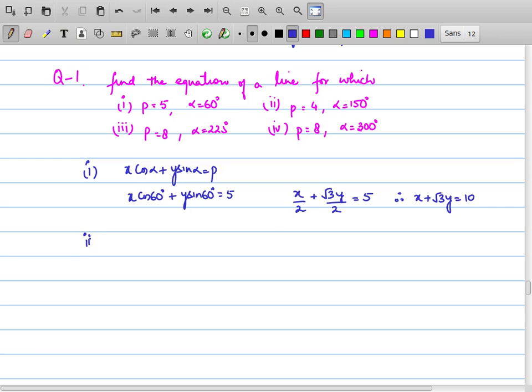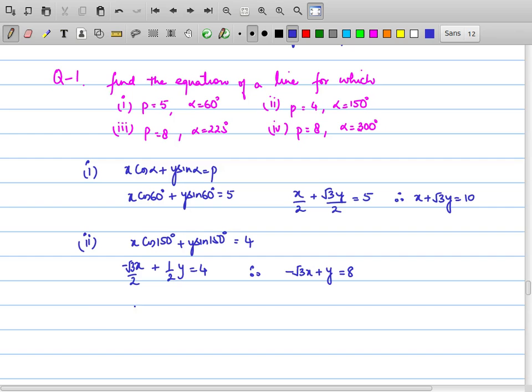The second part is, now P is 4 and alpha is 150. Therefore the equation becomes x cos 150 plus y sin 150 is equal to 4. Now what is cos 150? This is cos (180 minus 30), which is minus cos 30, that is minus root 3 by 2, plus sin 150, sin (180 minus 30), which is sin 30, which is half, is equal to 4. Therefore we have minus root 3x plus y is equal to 8.